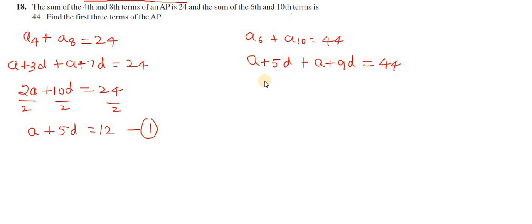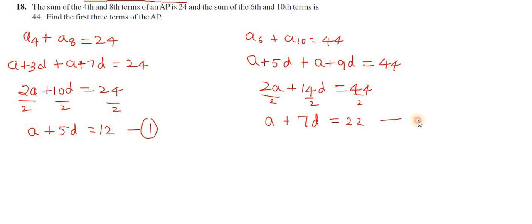A plus A is 2a, plus 5d plus 9d is 14d, which is equal to 44. Here also 2 is common in the entire equation. All the numbers 14, 44 and 2 are divisible by 2, so you get a plus 7d is equal to 22. Call this equation 2. I hope all of you understood.